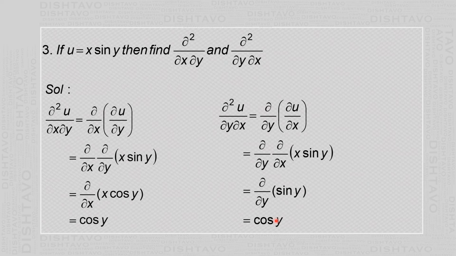Now in this example, ∂²u/∂x∂y is the same as ∂²u/∂y∂x, because in both cases you get cos y. That means when you take a second order partial derivative, whether you differentiate first with respect to y or first with respect to x, it does not matter. But this is true only if u is a continuous function. For a continuous function, ∂²u/∂x∂y is equal to ∂²u/∂y∂x.